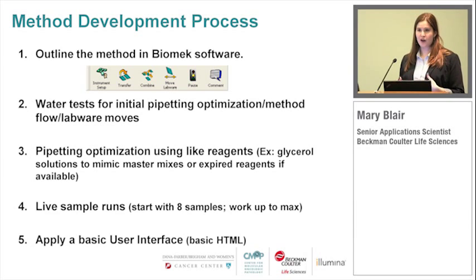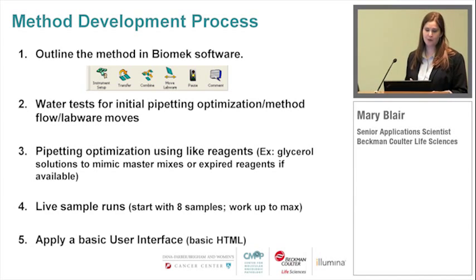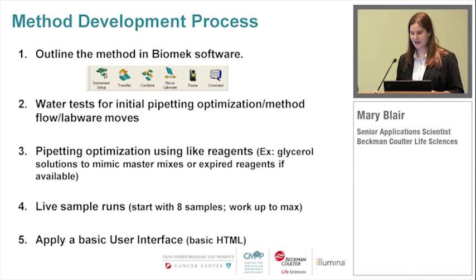We then go into doing water testing with some reagents or just with water to get an idea of how things are going to move and flow on the system. Then we either move to expired reagents or continue doing pipetting optimization with like reagents. And then we'll start doing the sample runs. Usually we start out with a low number of samples and then work our way up to whatever the max throughput is that the customer wants. And then we also like to apply a basic user interface to help handle the options and input variables.